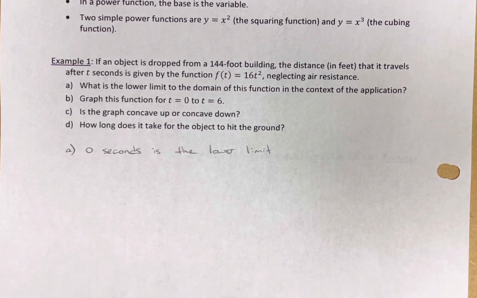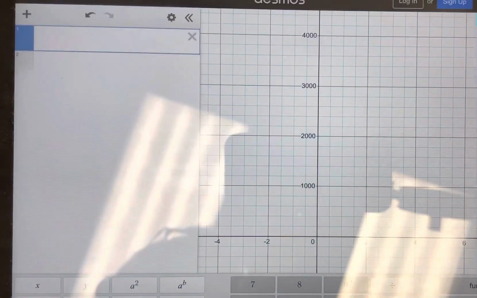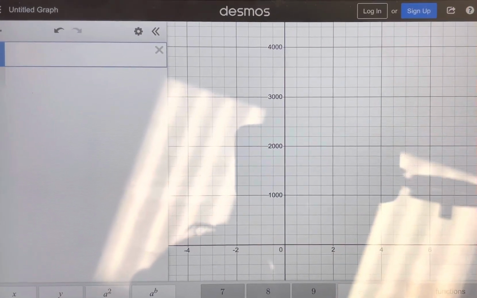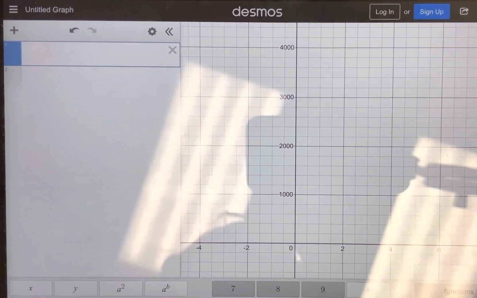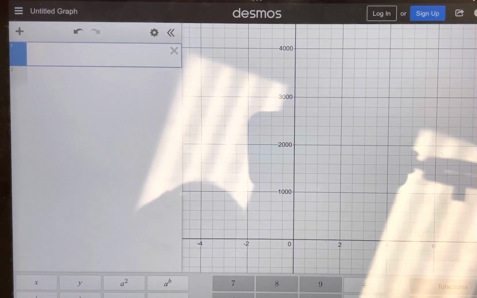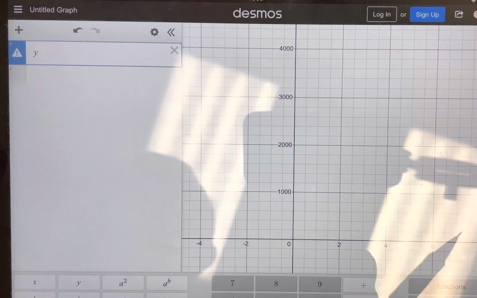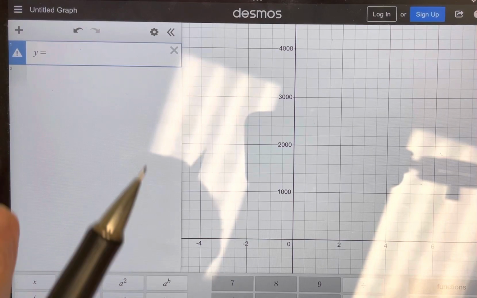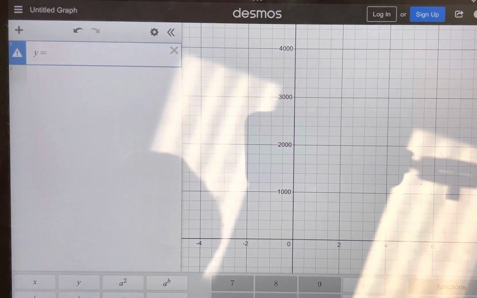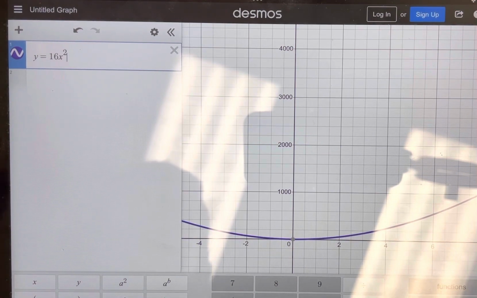So I'm going to pull out Desmos. And I think you can see it here. Let's get it in there for you. Okay, let's graph this. So here we are. Let's have a y equals, and I'm up here in the top left, 16x squared. 16x, and then here squared. And here is our function.